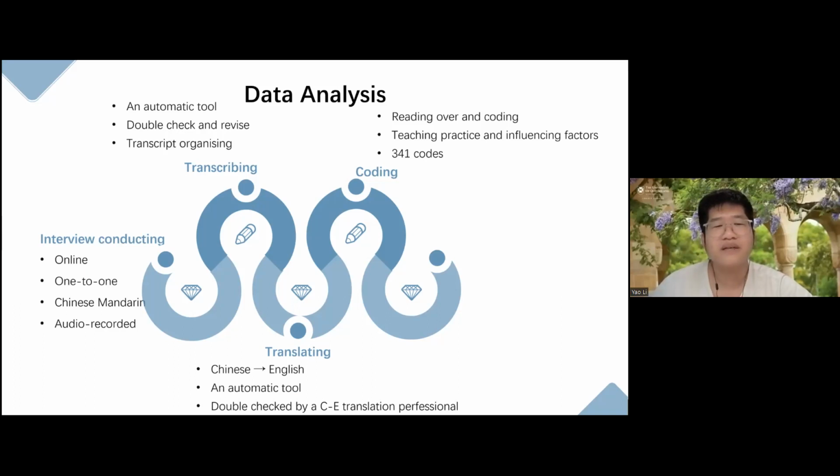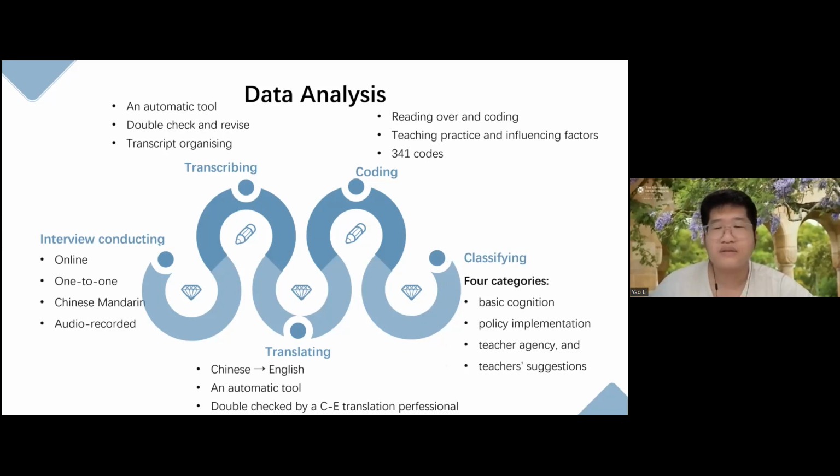And finally, 341 codes were coded. Then the final step of the data analysis was classifying and categorizing, and we identified the basic cognitions of those teachers, policy implementation in the target area, teacher agency and training, and also teacher suggestions.